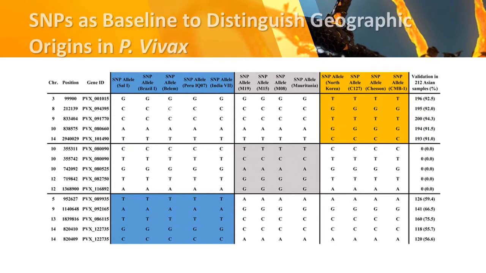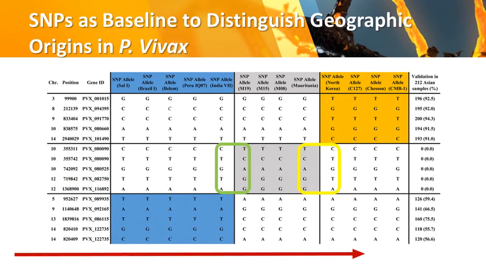Single nucleotide polymorphism as a baseline to distinguish geographic origins in Plasmodium vivax. As shown in the table above, you can clearly see the SNP allele shown in India is quite different from the SNP allele shown in North Korea, distinguishably colored by the green and yellow colored markers.